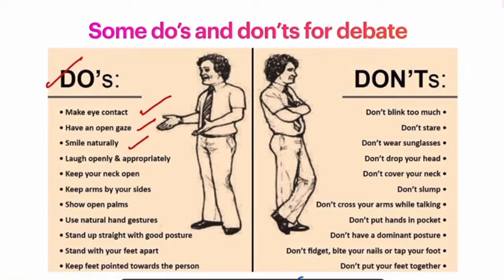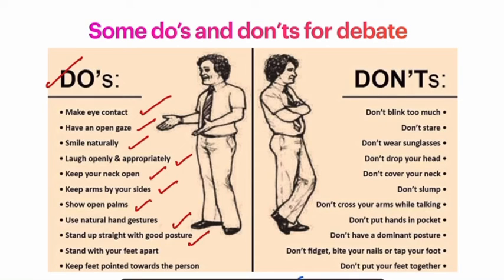Smile naturally. So you don't have to be awkward or have a silent expression. You should in between smile naturally to present a calm environment and personality. Laugh openly and appropriately. Wherever required, you can give a smirk, but it should be appropriate and it should not be rude. Keep your neck open and keep your arms by your side. Show your open palms towards the audience, because it's an expression where you explain things and you are open to the audience.